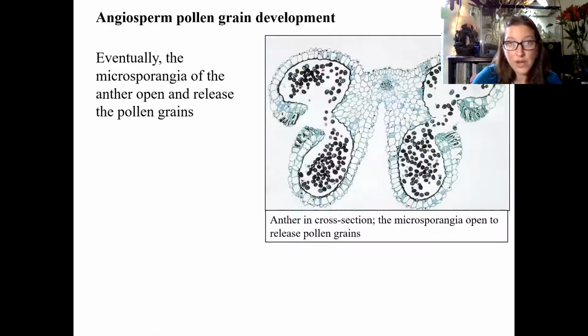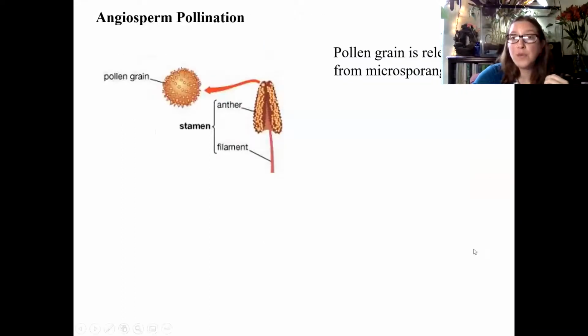Eventually, once those pollen grains are ready, the microsporangia is going to open and all the pollen grain cells will leave. Pollen grains will leave. My head is hiding this, but it says pollen grain is released from microsporangium, which is what I just said. So here we go, top of this anther, one of those microsporangia, pollen grains are ready, and so pollen grain leaves. And it leaves via different ways.